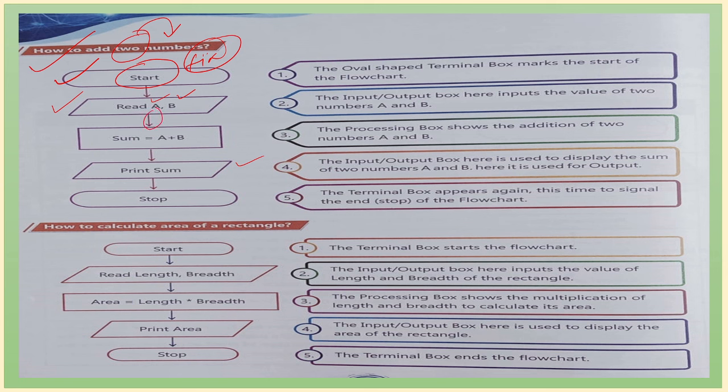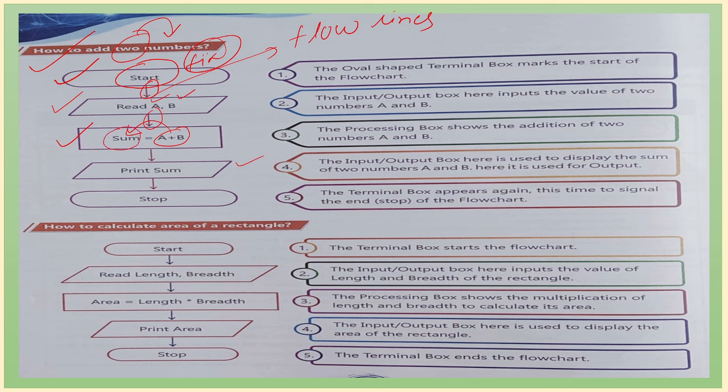After that, these are the flow lines. These arrows in the downward direction show which instruction is going to be executed by the computer system. After this flow line, it shows that this processing box will execute: sum is equal to a plus b. A and b are the two numbers which I have already taken as an input, and we are performing the addition operation and assigning the value to sum. Sum is a variable name where we are assigning the addition of these two numbers. Clear? Now the sum is the addition of two numbers.